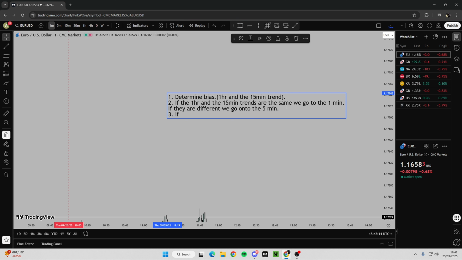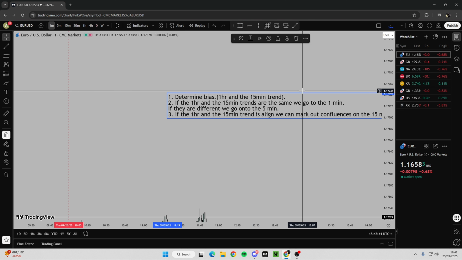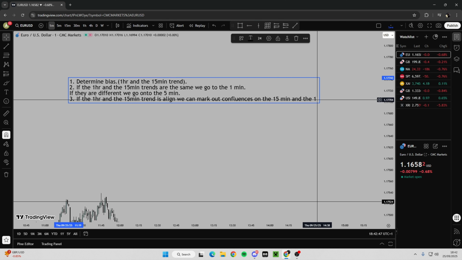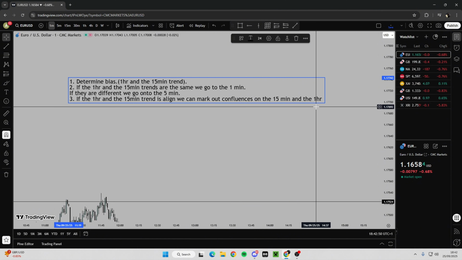Number 3. What can I put for number 3? Oh yeah, if the 1 hour and the 15-minute trend is aligned, we can mark out confluences on the 15-minute and the 1 hour.